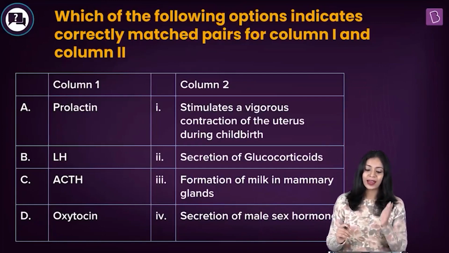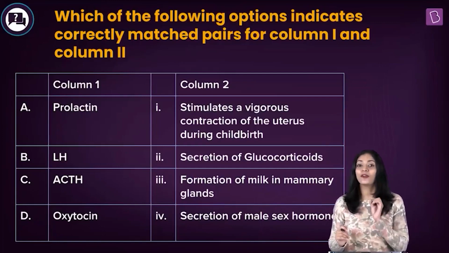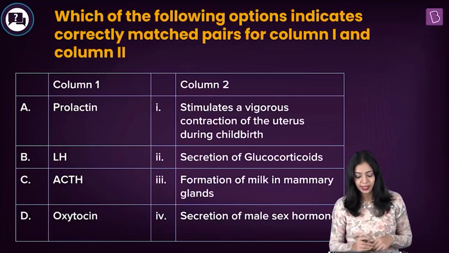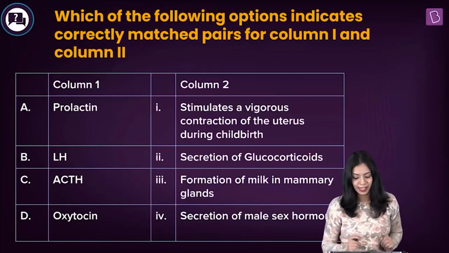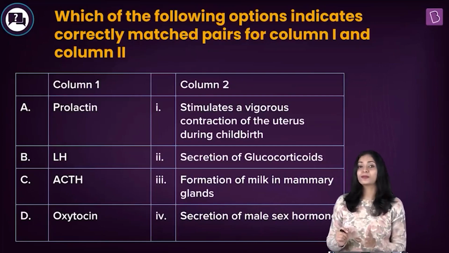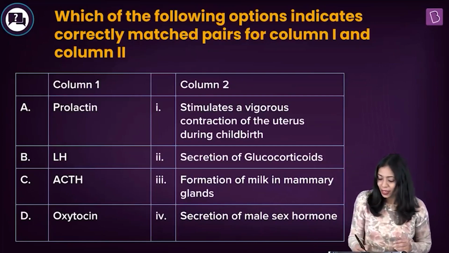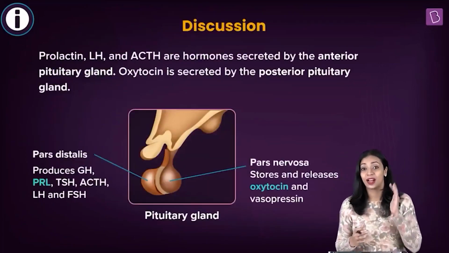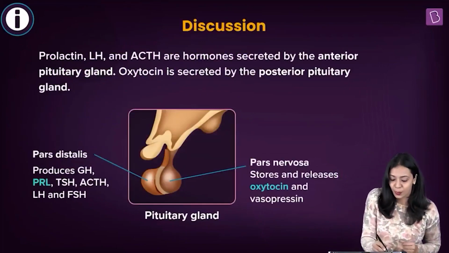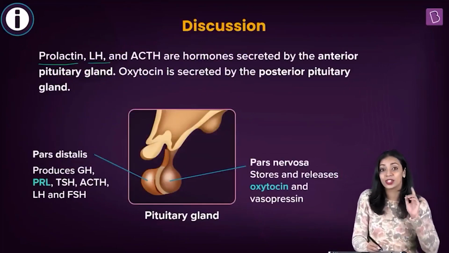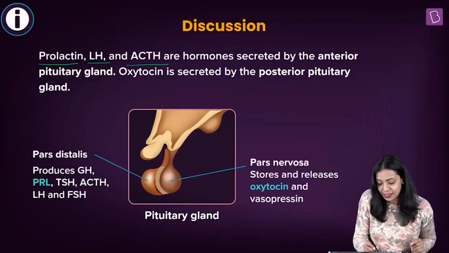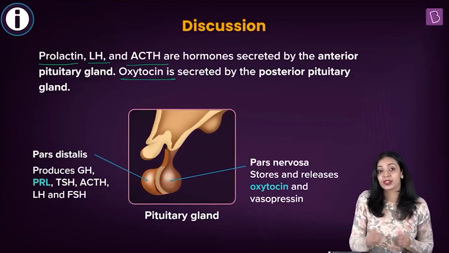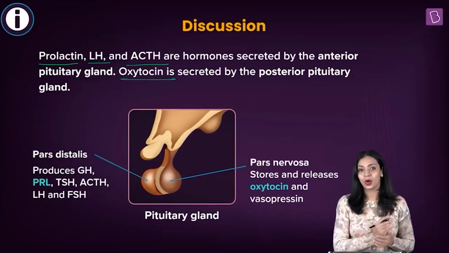Okay, so first we have stimulates a vigorous contraction of the uterus during childbirth, secretion of glucocorticoids, formation of milk in mammary glands, and secretion of male sex hormone. Now, before we look at the options, let us try to understand the functions of all the hormones that are listed under column 1. So there was prolactin, luteinizing hormone, which is abbreviated as LH, ACTH, which stands for adrenocorticotropic hormone, and oxytocin. So these are the 4 hormones that were mentioned under column 1.